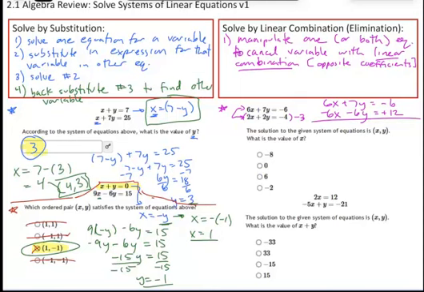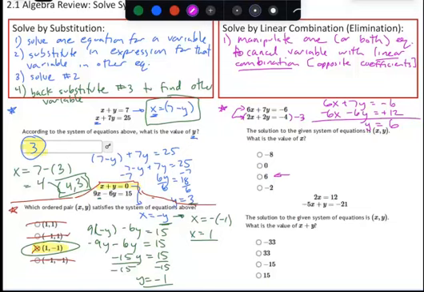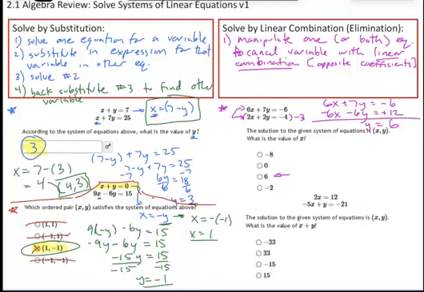The linear combination step is to go straight down the column of like terms. The x's cancel. We get +1y is equal to +6. And so there is our y value. Be careful that you don't choose that as your answer because it's asking us to solve for the x.